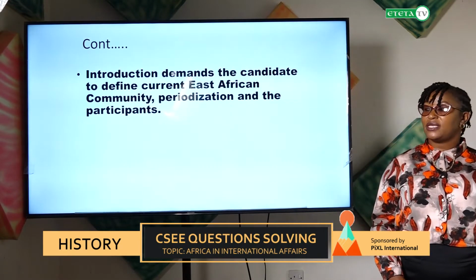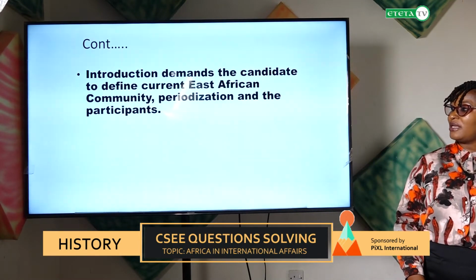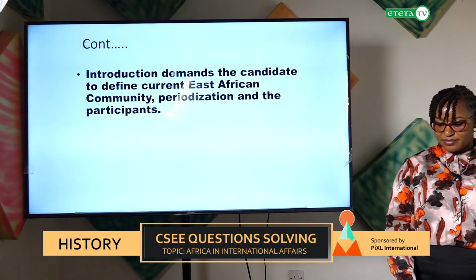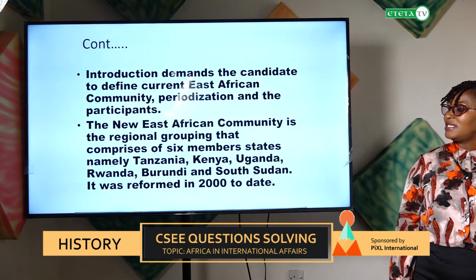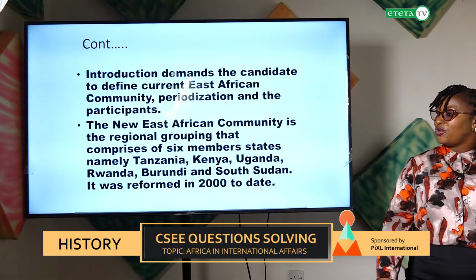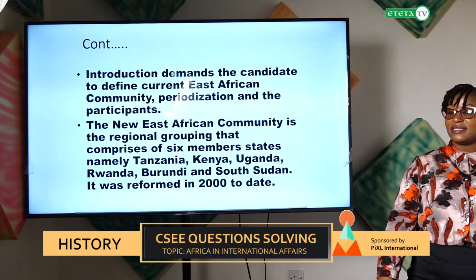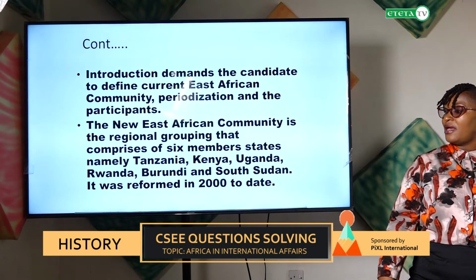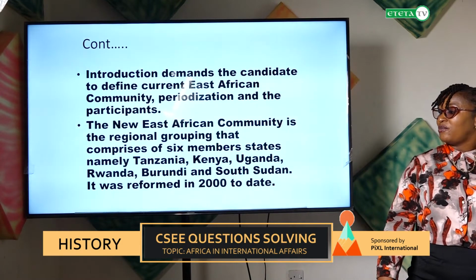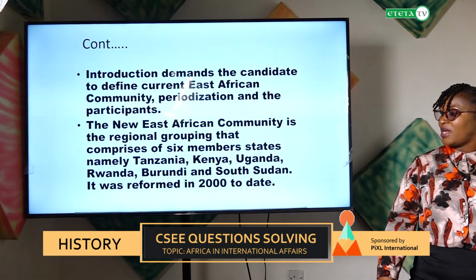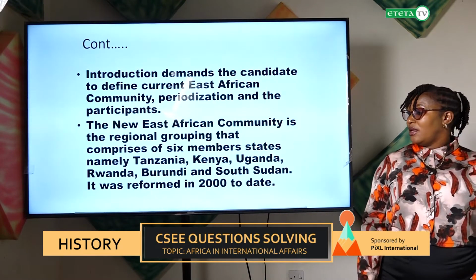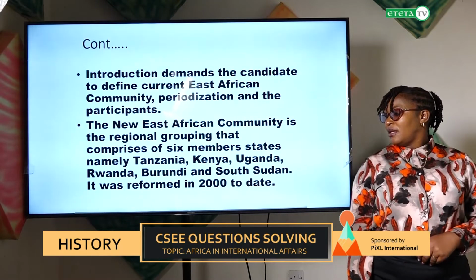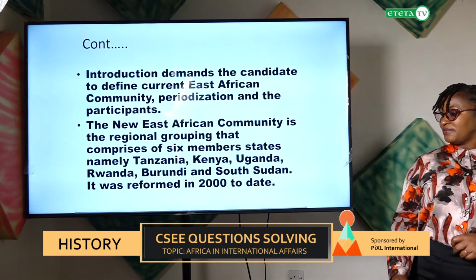But periodization is very important when answering the question, and the participants as well. The new East African community is a regional grouping that comprises 6 members, which are Tanzania, Kenya, Uganda, Rwanda, Burundi, and South Sudan. This was formed in the year 2000 to date.